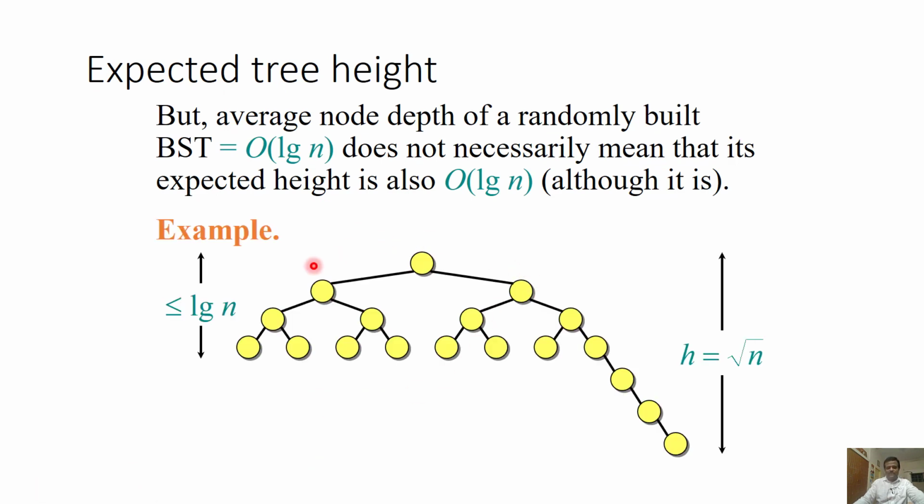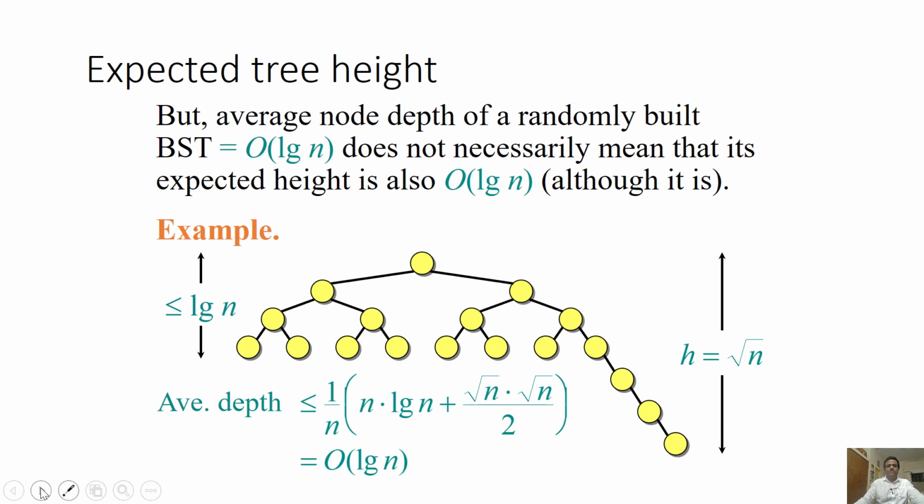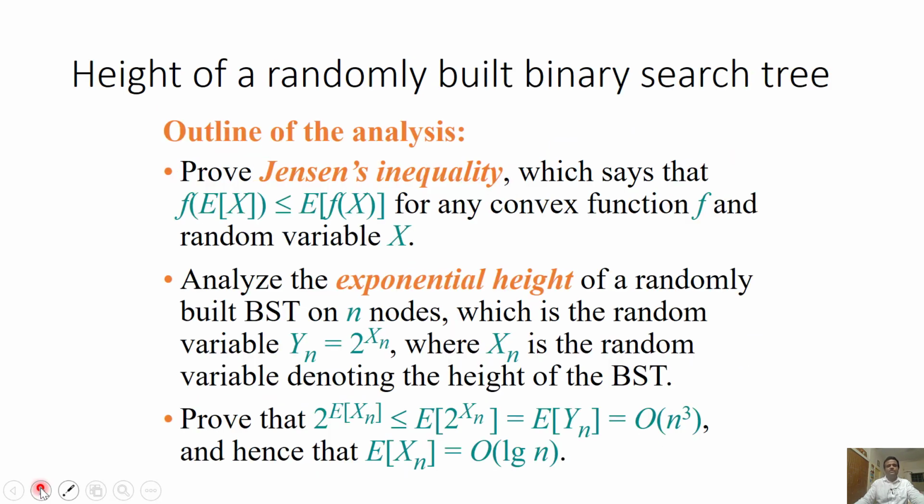If we have this tree here, only one branch is going a little big, but here the expected depth is log n, but the height is root over of n. So then how do we prove that the expected height is also log n for a randomly built BST? For that we need to do some proof, and there we will use some probability theory.